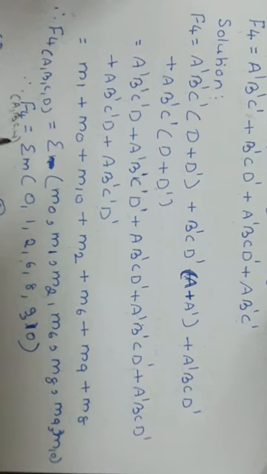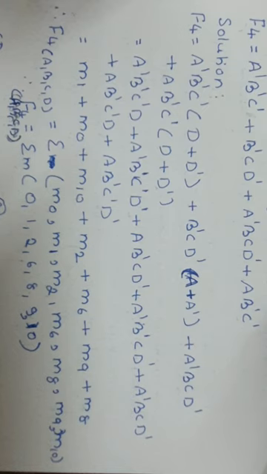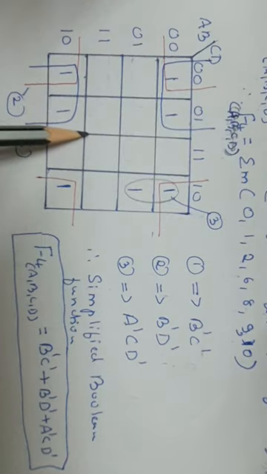Hence, F4 of ABCD is equal to sigma M of 0, 1, 2, 6, 8, 9, 10. After obtaining this kind of expression, we can draw the K-map. Because 4 input variables are there, we have to draw a K-map of 2 raised to 4, that is 16 squares. So, this is the K-map of 16 squares.